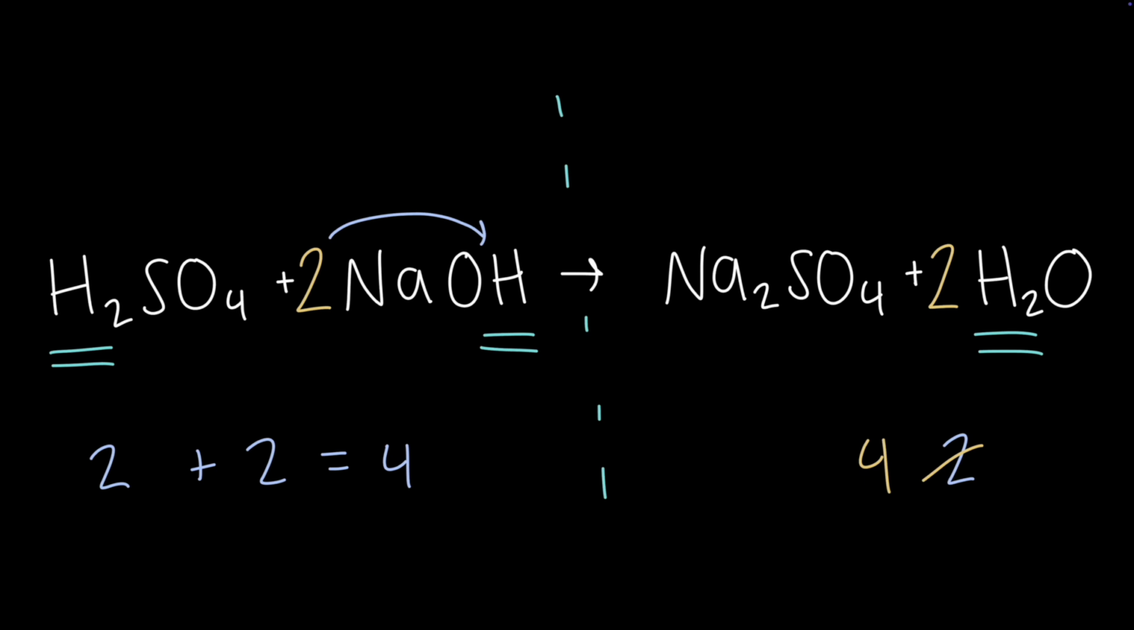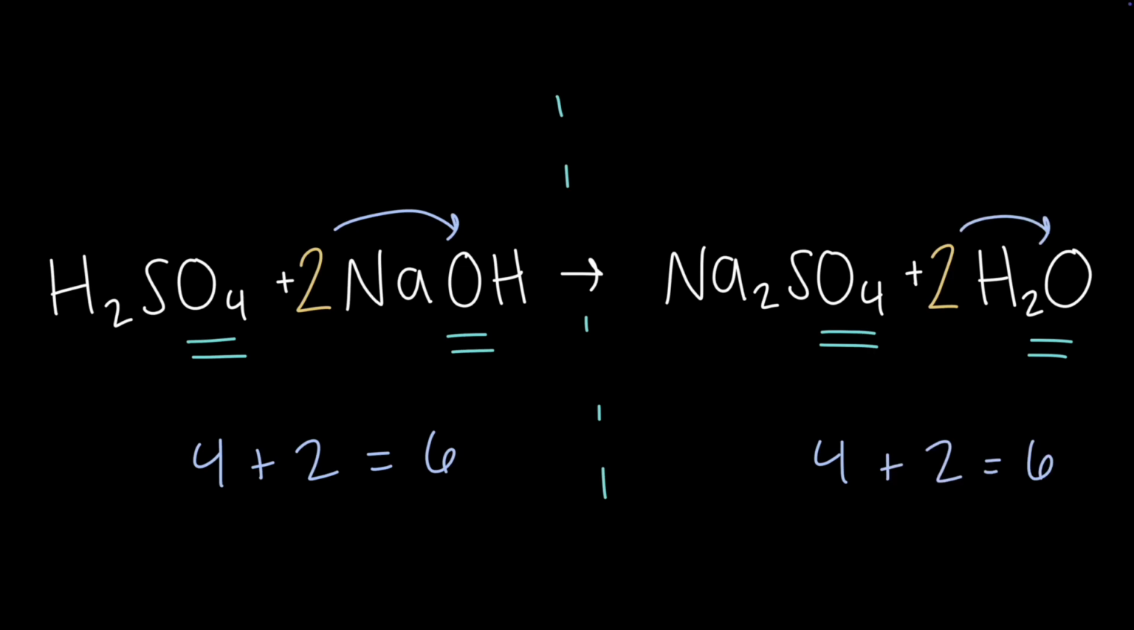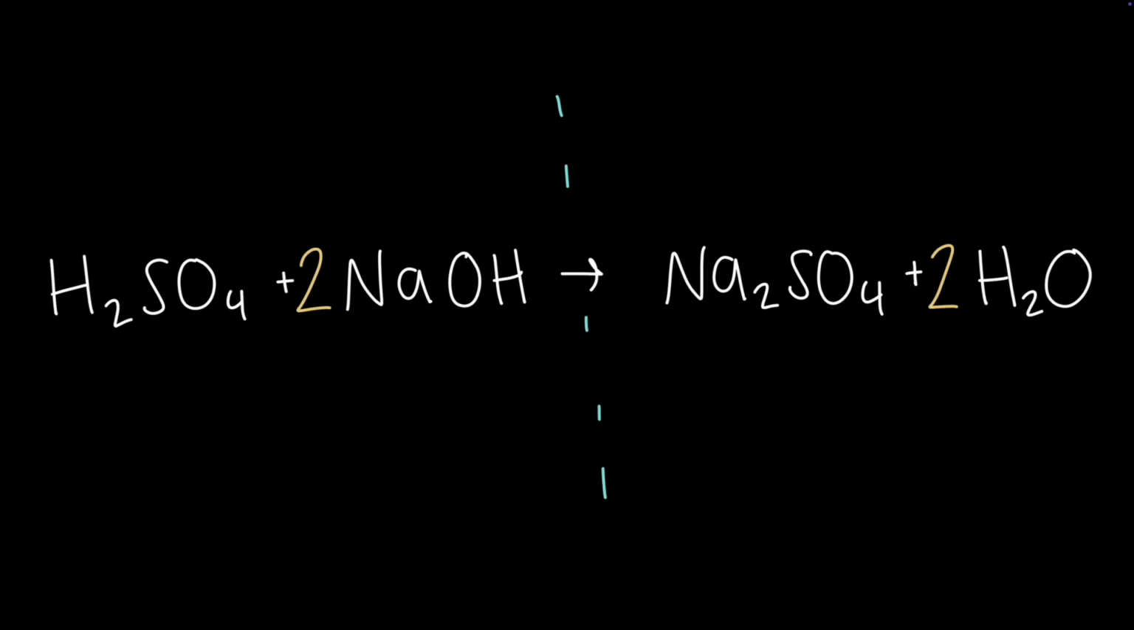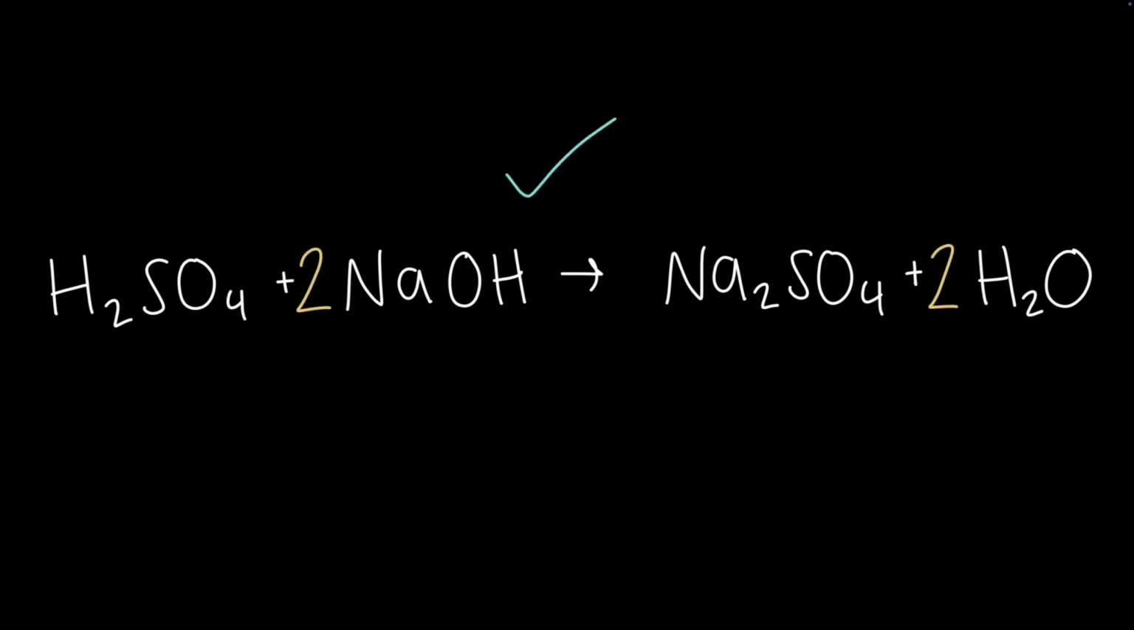Hydrogen is now balanced. Finally, I check oxygen. On the left, there are 4 oxygens in sulfate and 2 oxygens from the 2 OH groups, totaling 6 oxygens. On the right, there are 4 oxygens in Na₂SO₄ and 2 oxygens in the 2 waters, also 6. Oxygen is balanced. We can recheck all elements. Sodium has 2, sulfur has 1, hydrogen has 4, and oxygen has 6. The equation is balanced.